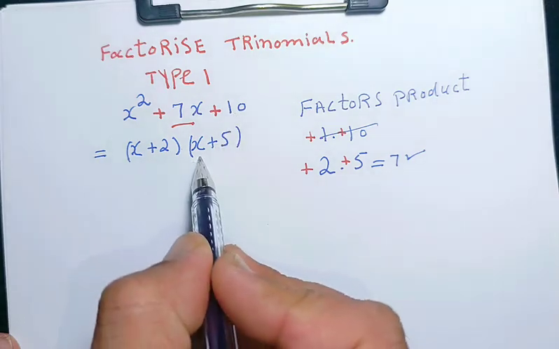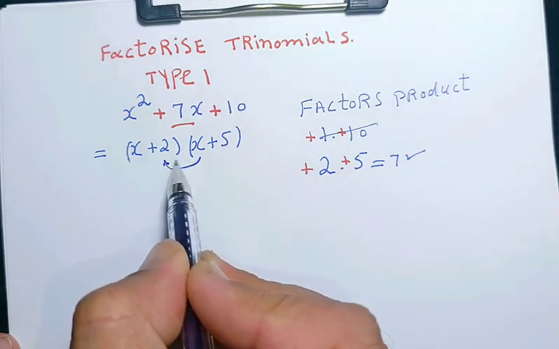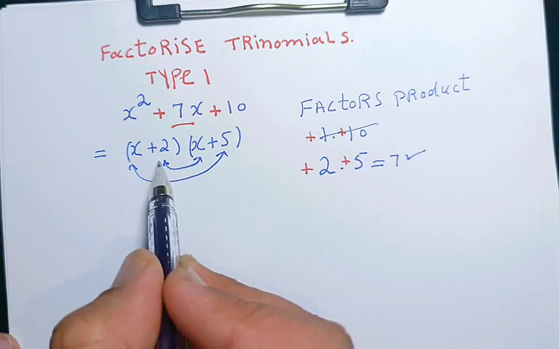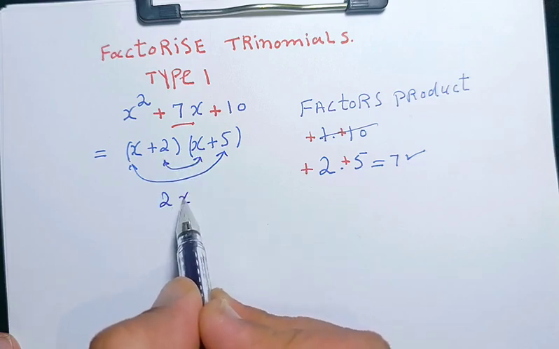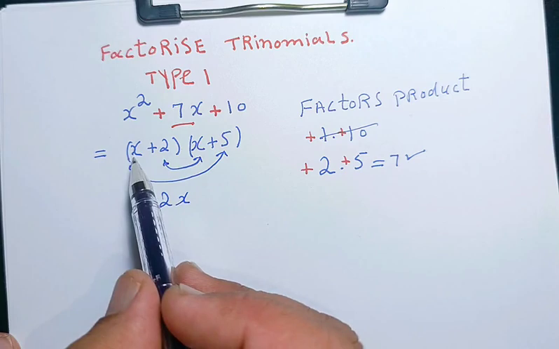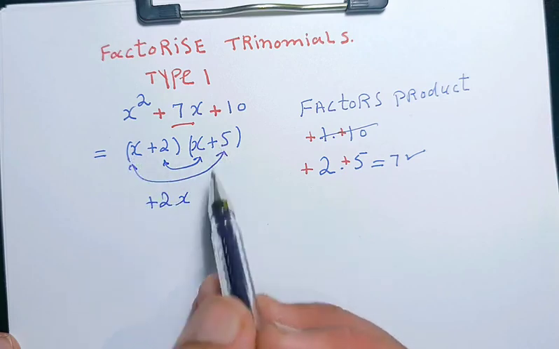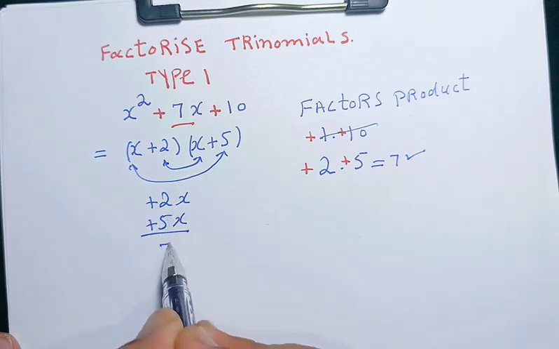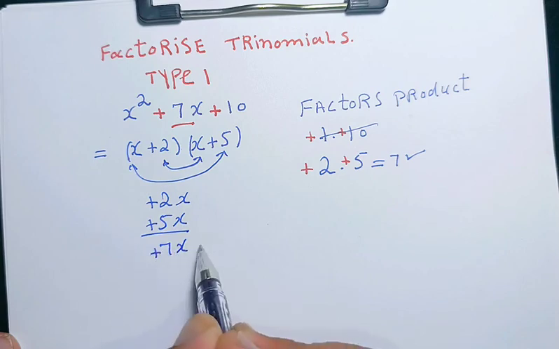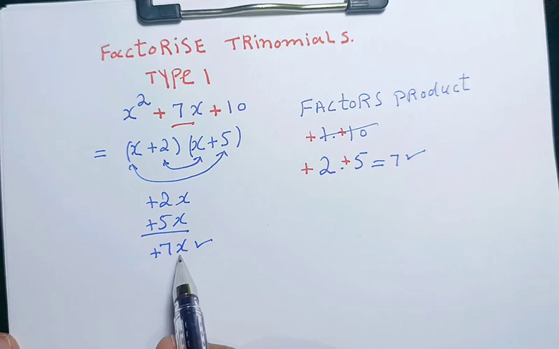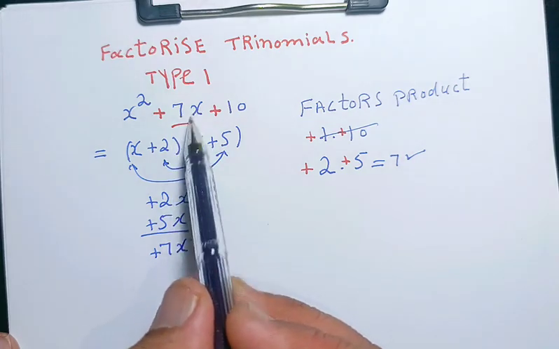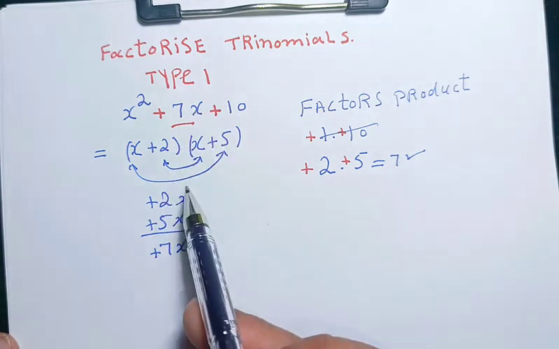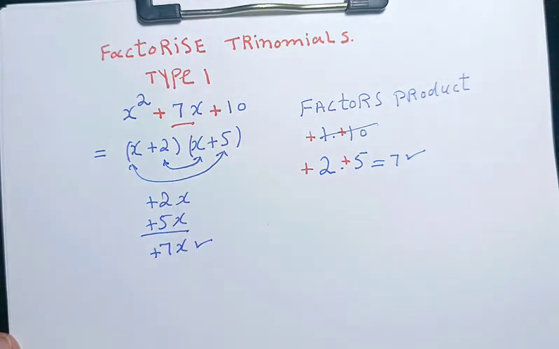Or you can do this one as well, multiply inner with inner and outer with outer. Now 2 times x is 2x, positive 2x. x times positive 5 is positive 5x. And if you add, it's going to be positive 7x, which is exactly equal to the middle term, which is 7x. So my factorization is correct. This is the first type. Now I'll show you the second type.